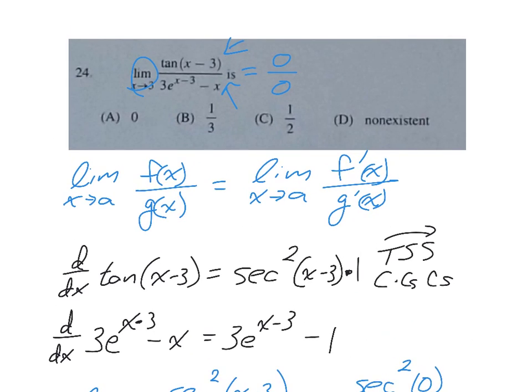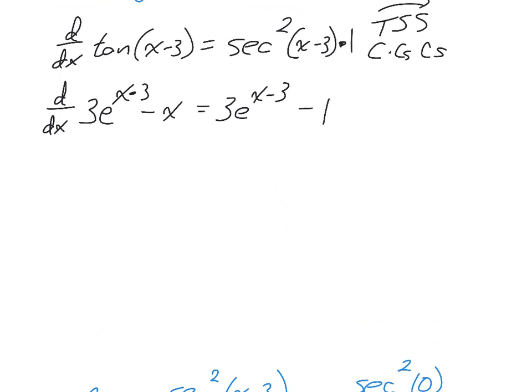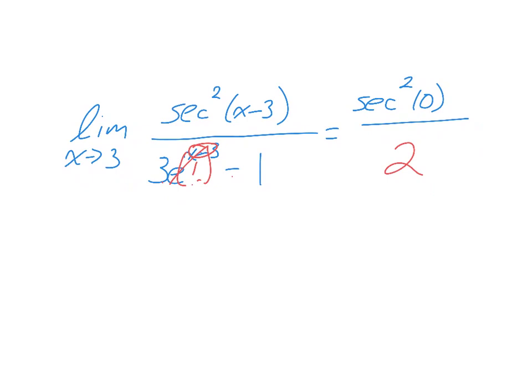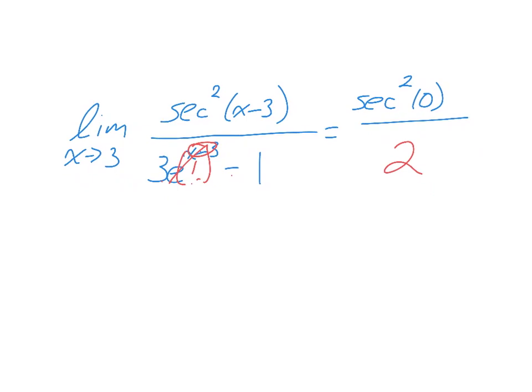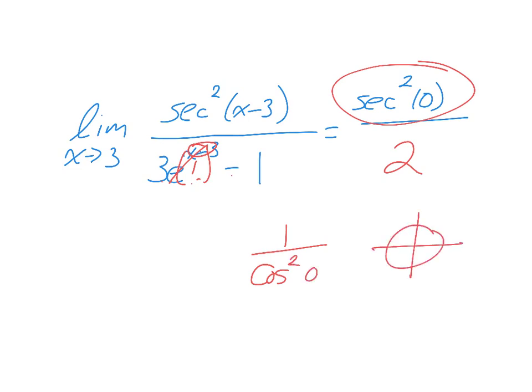So I'm just going to check. Okay, that could be letter C here. Let's just verify, just make sure that we don't have this thing happening here. So I'm going to go back and just check with my limit here. And secant squared 0, that is 1 over cos squared 0, and cosine of 0 is 1, so this is 1 squared, that is just going to be 1. So we're going to get 1 over 2.